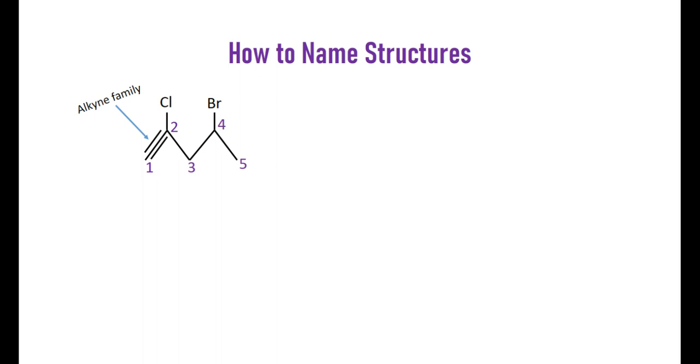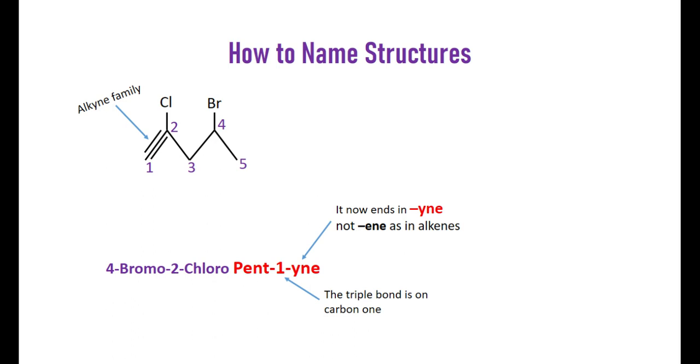The same goes for the alkyne family, except that the name ends in -yne. So whatever rules go for the alkene also go for the alkyne. The only thing is that the name changes to -yne instead of -ene in the end.